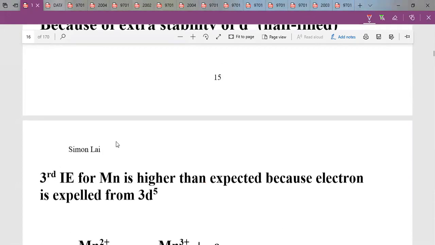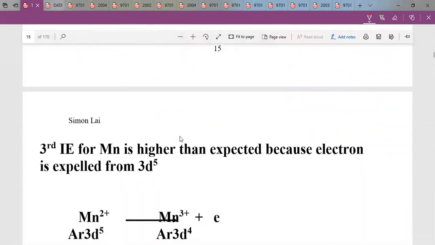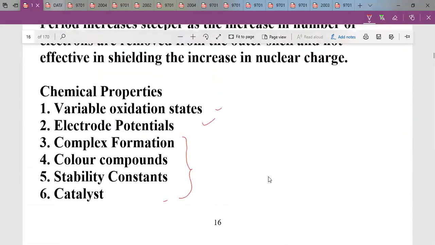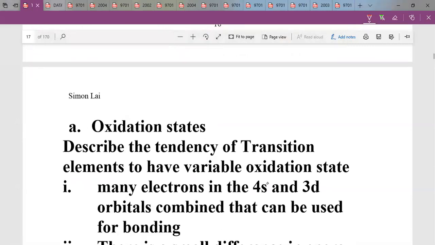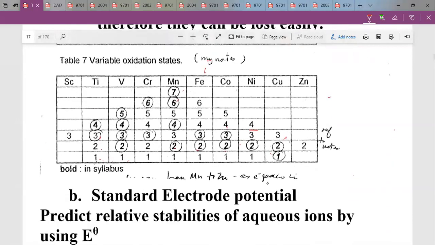Now here I gave you variable oxidation states, complex formation, color, and catalyst. I put this in here because you need to calculate a few of these complex formation things. So now, variable oxidation state. Variable means plenty, a variety, and they happen quite a lot. Now these are all the variable oxidation states for the first row of your TM.